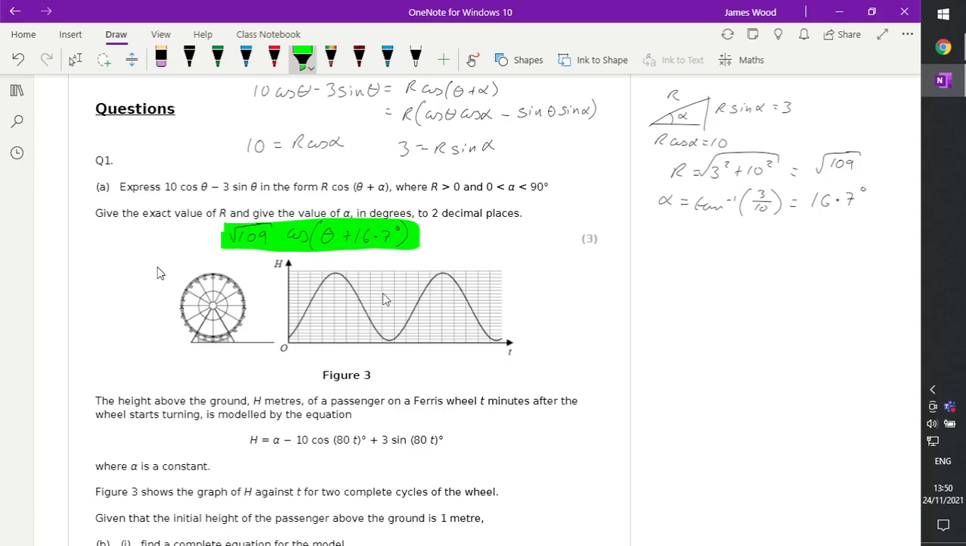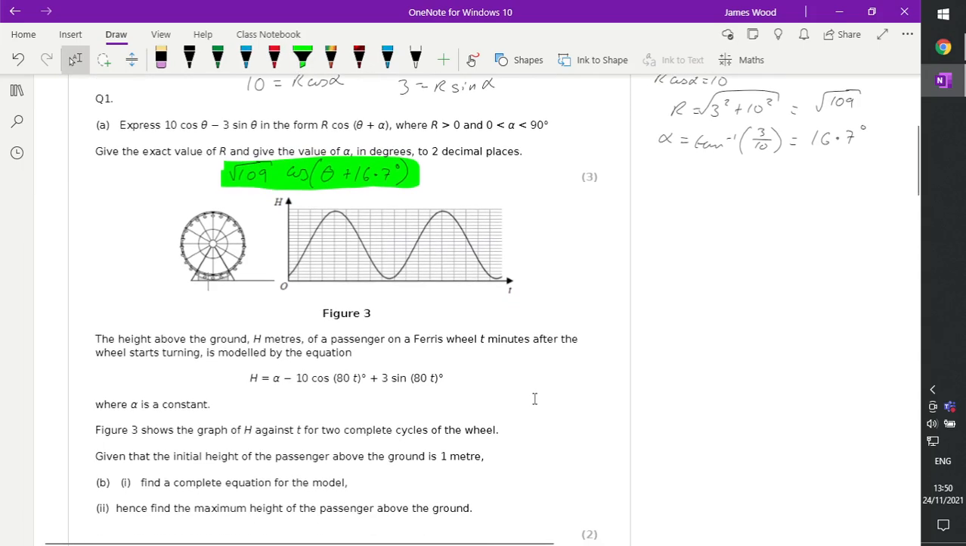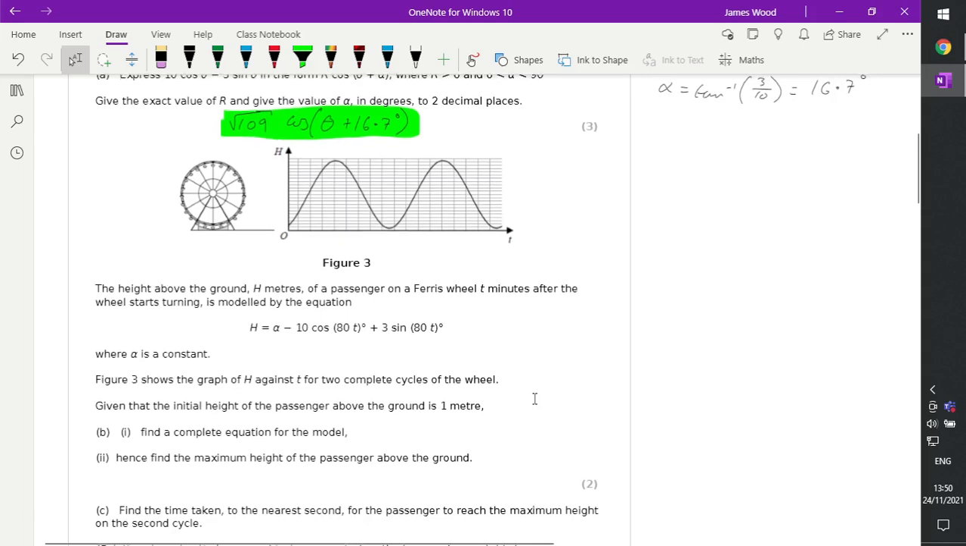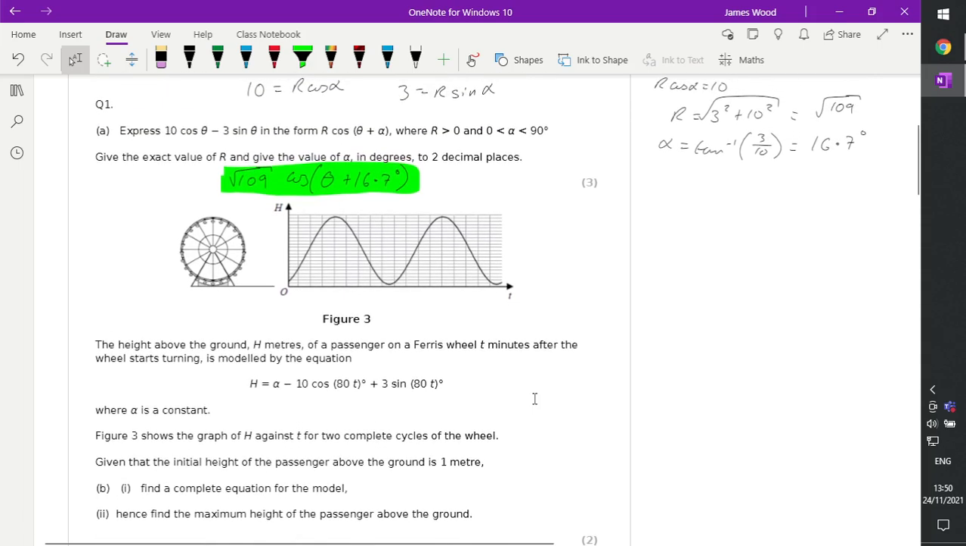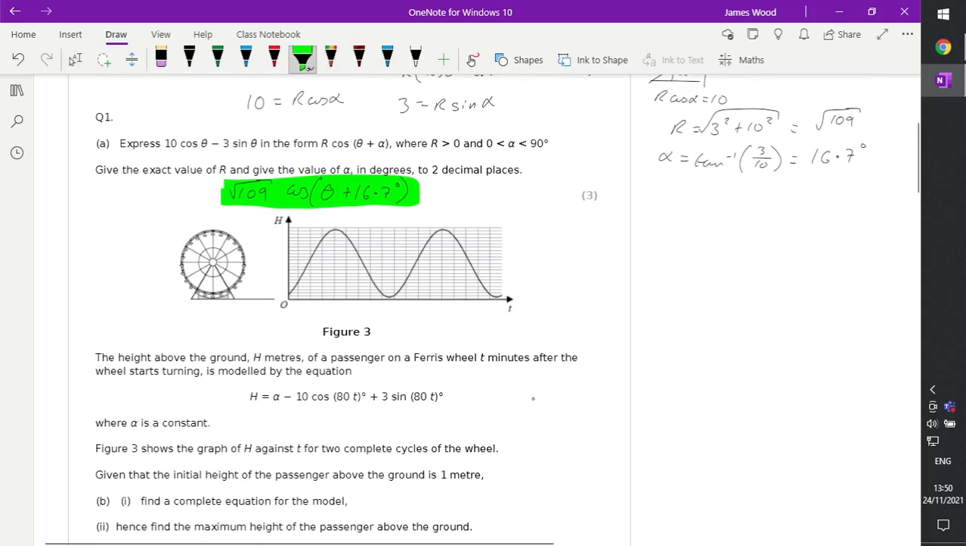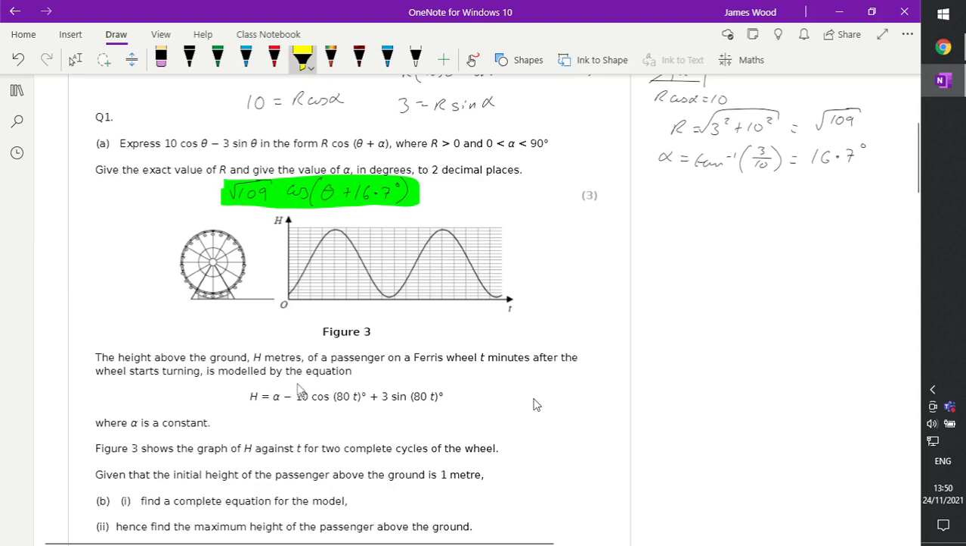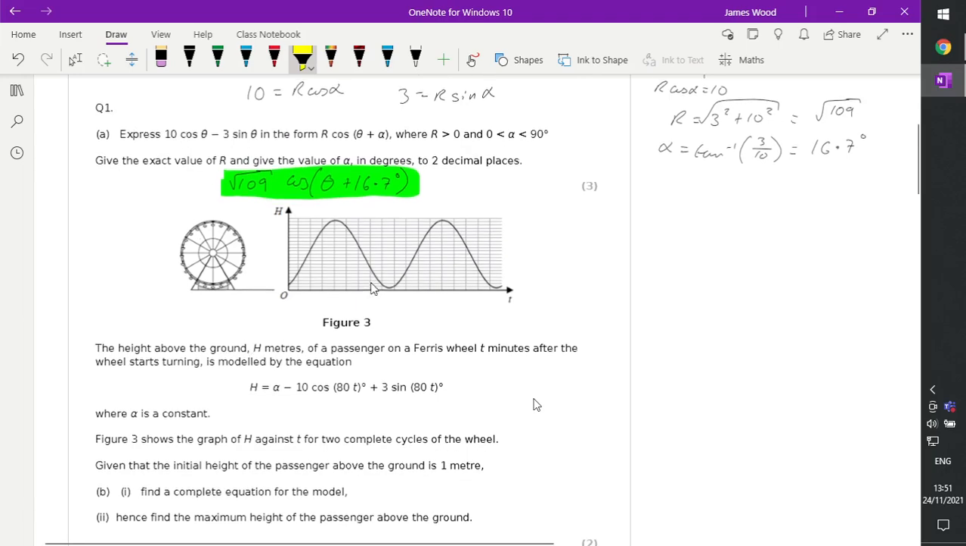Now, the height above ground, h, of a passenger on a Ferris wheel at t minutes after the wheel starts turning is modelled by this equation here. Okay. Notice in this question that they are following on from the previous part. We've got minus 10 cos an angle plus 3 sine an angle. So that's basically this equation here multiplied by minus 1. Okay. So I'll have to use that later.